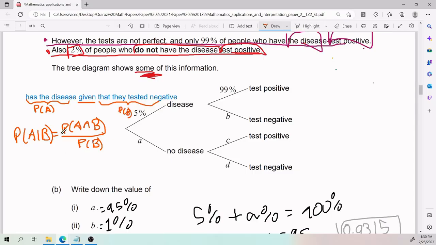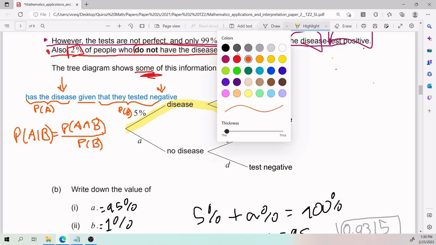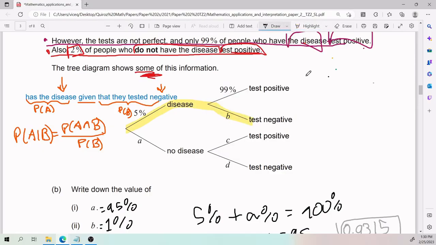And so A and B is going to be has disease and tested negative, which is actually what we did for part A. So part A is exactly that. For part A, we found that we had to do 0.05 times 0.01. So that right now is plugging in for P(A and B). And at the bottom, which is probability of just B, we have that they tested negative.